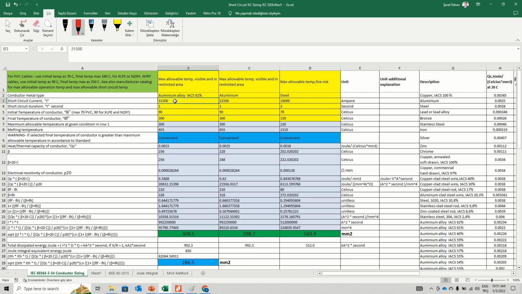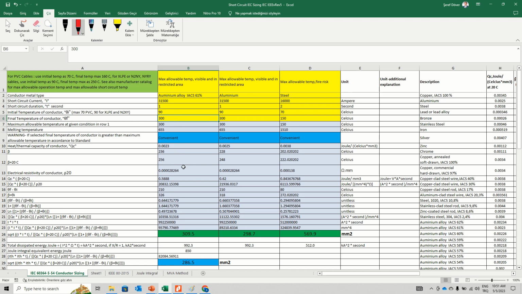Suppose that we have a 31.5 kiloamp short circuit level in this transmission line and the duration is 1 second. And the initial temperature of the conductor is 90 degrees. By the way, it depends on the country. If you are working in Gulf countries, it can sometimes reach up to 100 degrees. Or if you are working in Europe, maybe it is 70, 75. So to be on the safe side, let's put 90. The maximum allowable one is 300, by the way. Do you see here? I cannot put 500, 400, something like this. It has to be 300 according to the international standard.